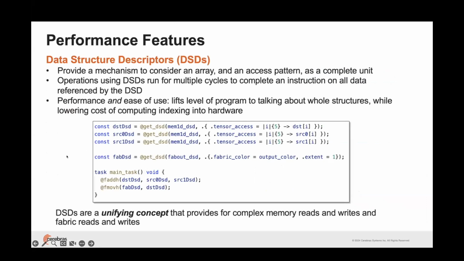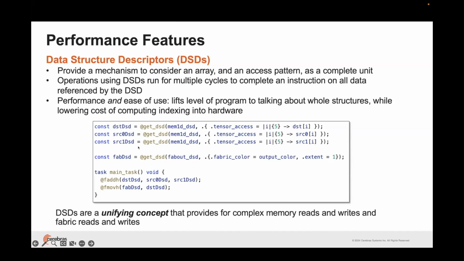So the last key feature, and I think one of the most unique features of our processing elements, of our individual cores, is this idea of data structure descriptors. These are just a mechanism to bind together an array with some access pattern as a complete unit. Operations that use these DSDs will run for multiple cycles until that full instruction is complete. So let me try to explain what I'm talking about here.